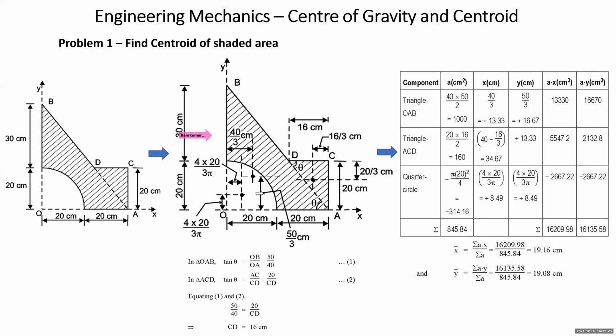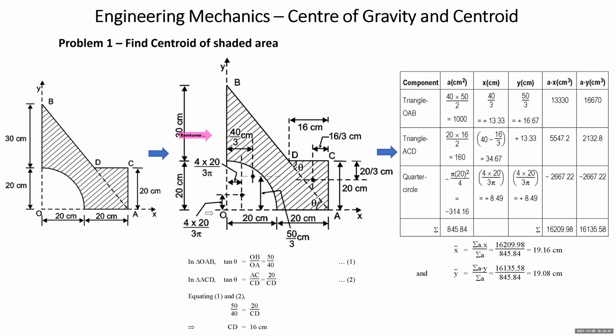So in this problem, the dimension CD of the triangle ACD is not given. Can you see that here? Triangle OAB is completely defined. Triangle ACD is not completely defined because dimension CD is not given. To find dimension CD, we will use similarity of triangles.